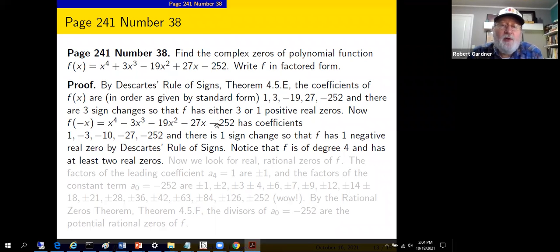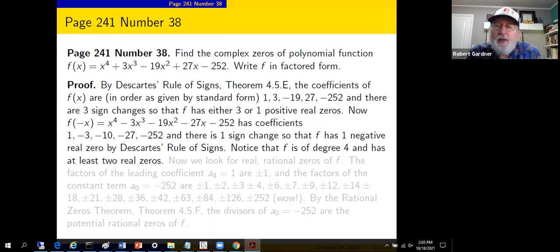So this polynomial has coefficients 1, negative 3, negative 19, negative 27, negative 252, and there's only 1 sign change in that one, telling us the original function f has 1 negative real zero, by Descartes' rule of signs, or that less by 2, but it's meaningless to have negative 1 zeros. So this function has, for sure, 1 positive real zero and 1 negative real zero. And it might have more positive real zeros for all we know.